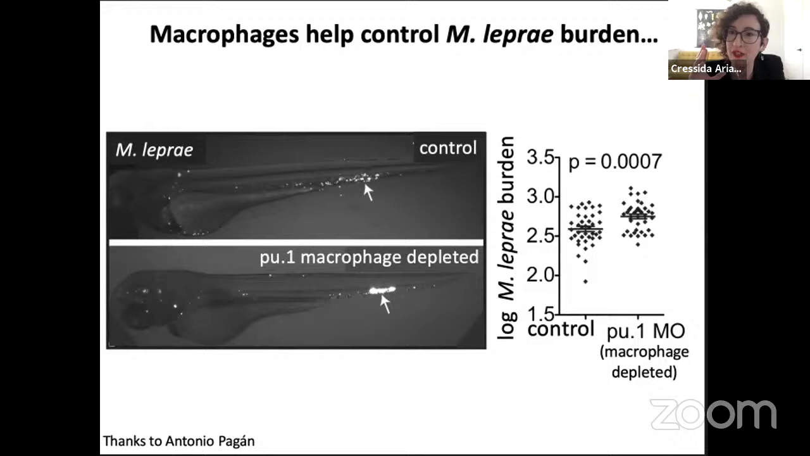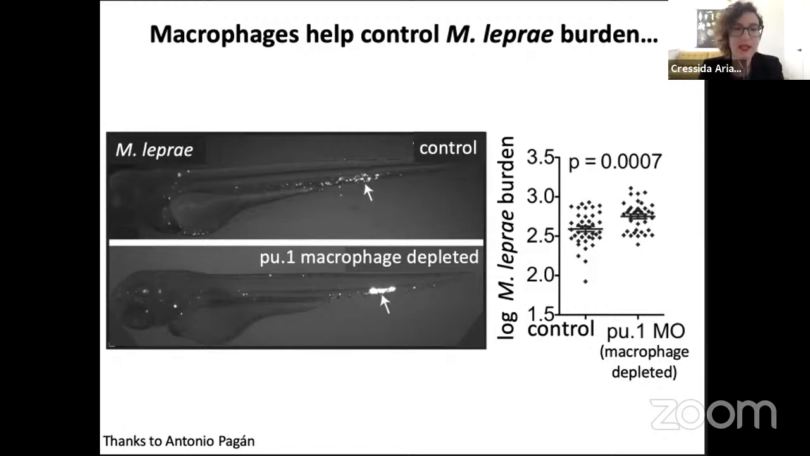They're not just doing one thing, right? So we wanted to see if some of the other functions that have been attributed to macrophages in terms of control of marinum or tuberculosis, if macrophages could be playing those same roles with M. leprae in the fish. So one of the things we looked at was dissemination.